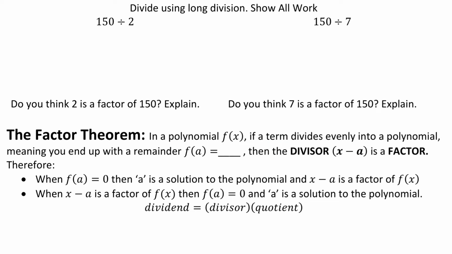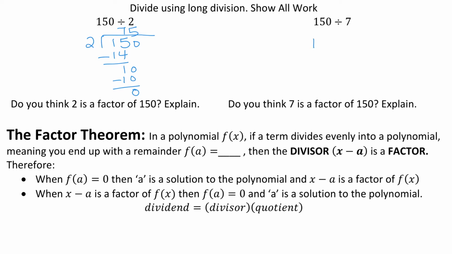Okay, so why is this important? Well, this kind of plays into determining whether or not something is a factor. So let's take it back to when you first divided integers. When you take 150 divided by 2, so let's do that. 2 would go into 150. Okay, 2 goes into 15 7 times, that would be 14, subtract, then it would be 1, drop down the 0, so 2 goes into 10 5 times, so 75, and it has no remainder.